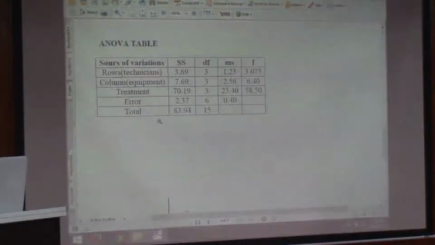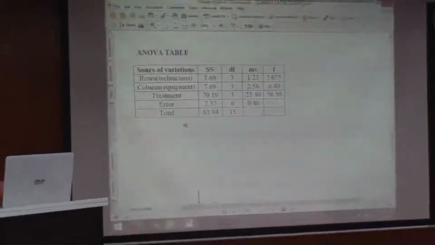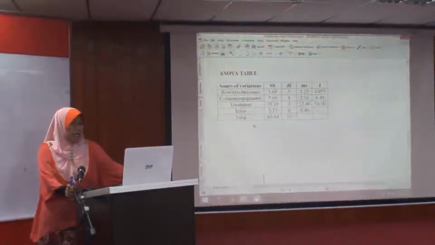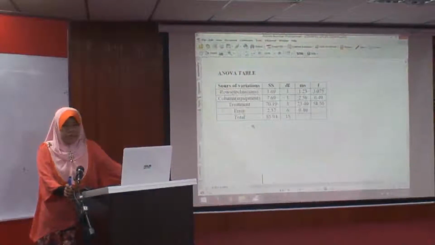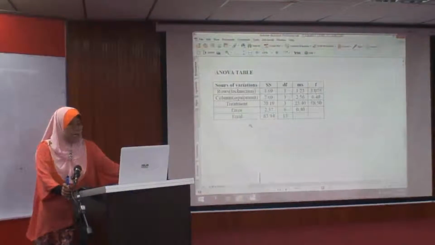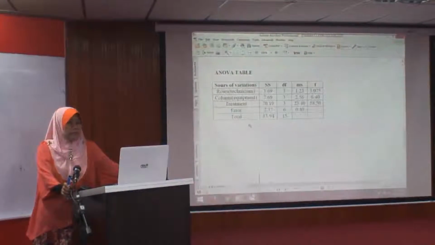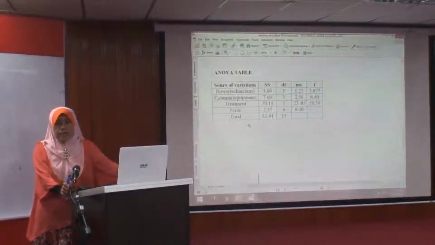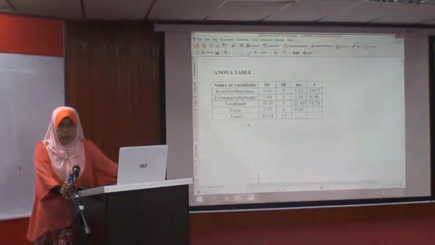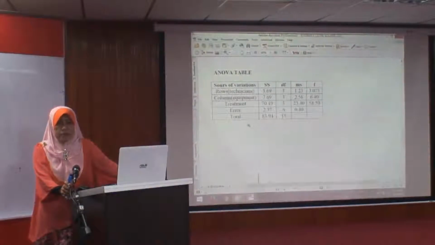So here, we can see that from the result of the test, it looks like only two factors will affect the experimental result. That is the equipment and also the treatment. But there is no technician effect. Is it wrong to do the Latin square here? No, it's not wrong.